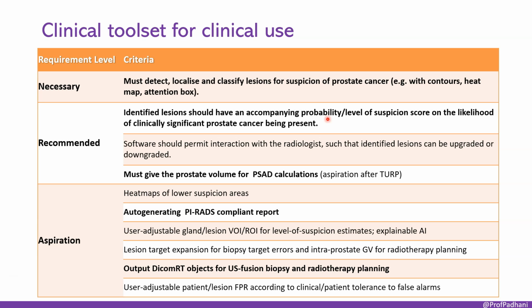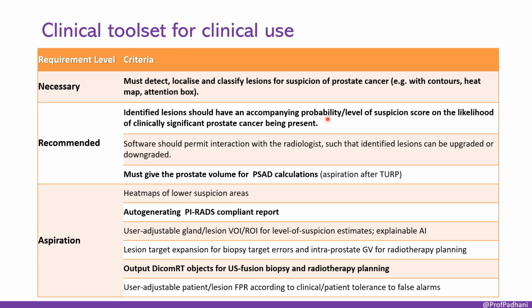Necessary, the software must detect, localize, and classify suspicious lesions, providing an accompanying probability or level of suspicion score for clinically significant cancer. Recommended, it should allow radiologist interaction, the ability to accept, reject, or modify AI findings. It must also provide the prostate volume for PSA density calculation, which is crucial for risk assessment.